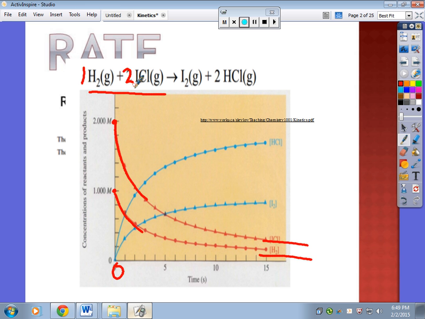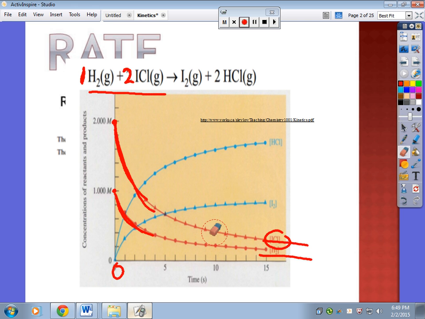Okay, and so this is one of the times that you can look at coefficients in a reaction, here and in a different part of rate, and then also in mechanisms. So you can look at this as a stoichiometric relationship that for every 2 moles of ICl that goes away, 1 mole of H2 disappears. So this is disappearing half as fast. This is disappearing twice as fast.